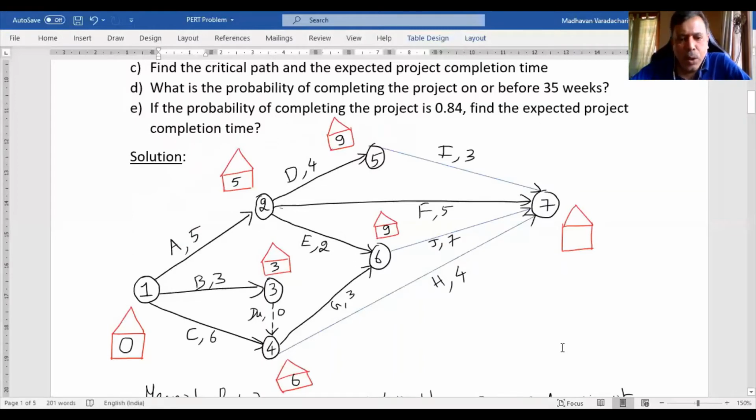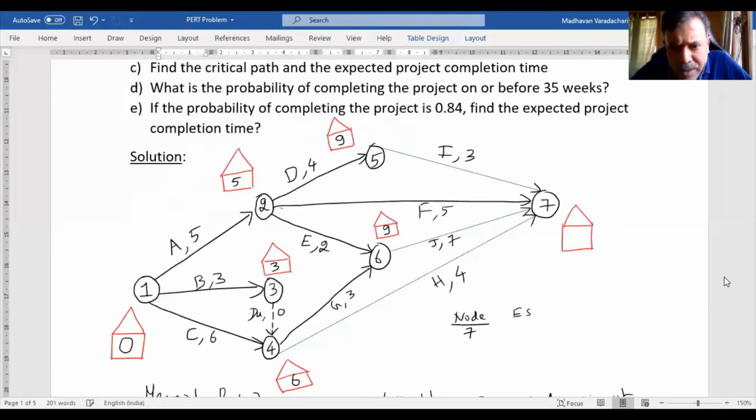Then at node 7, how many arrows are coming? There are 4 arrows coming. One is coming from 5, one is coming from 2, one is coming from 6, one is coming from 4. So I need to consider all those. Let me write here somewhere so that it will be easier for us to calculate.